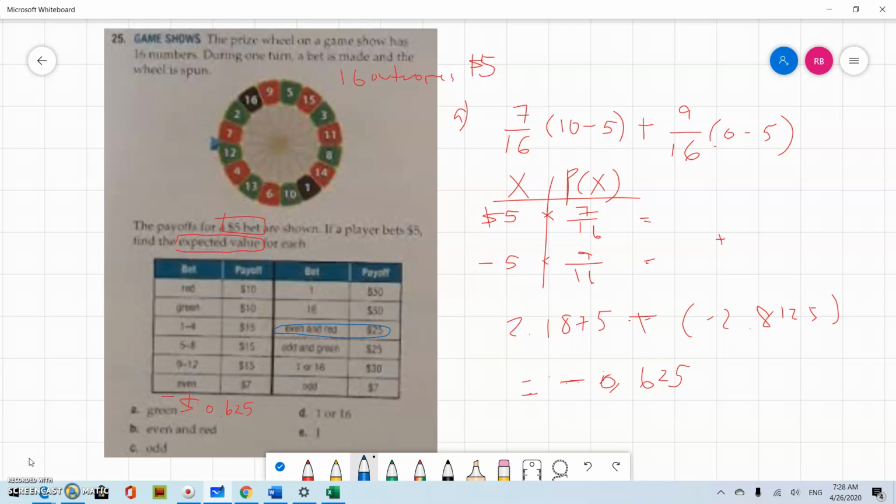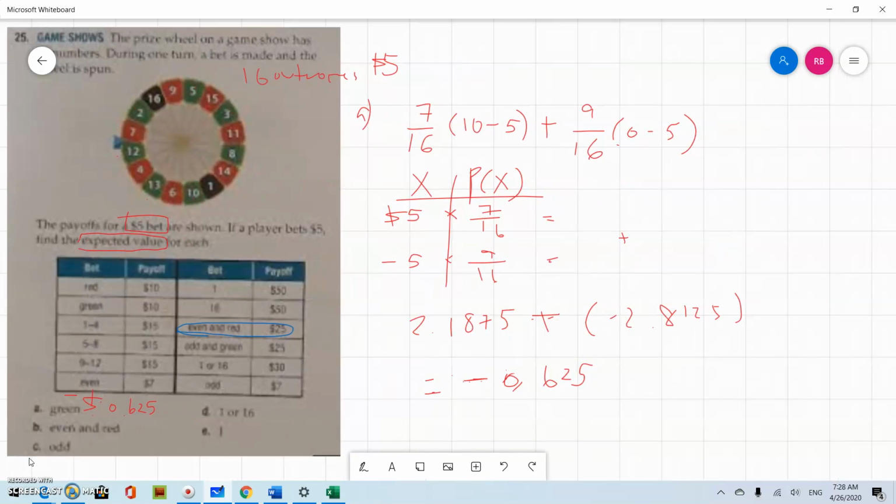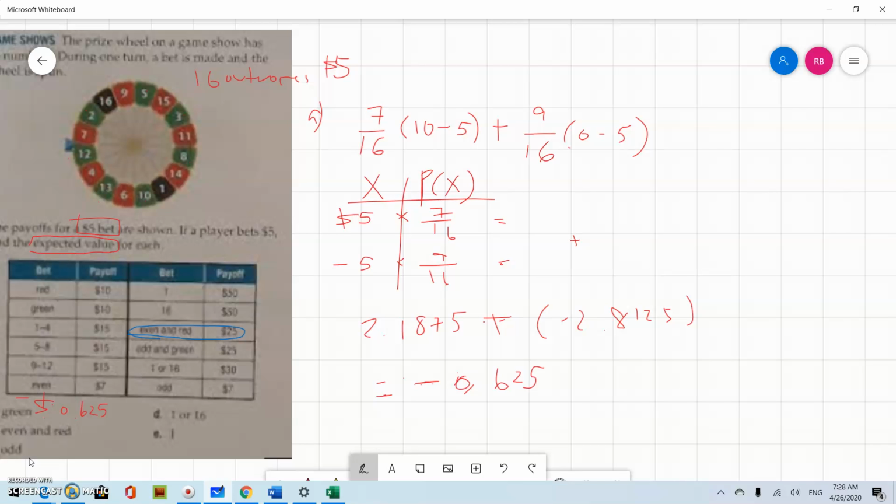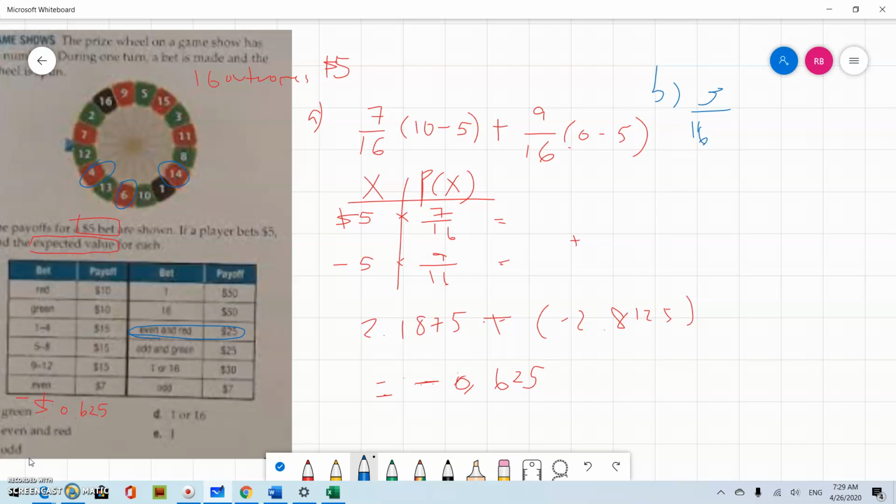And there is a specific table for that. So the payoff is $25. So that means I need to find how many are even and how many are red at the same time. 1, 2, 3. So there are 3 out of 16 that will give you 25 minus 5, plus the rest of it, which is 13 out of 16, that will give me 0 minus 5.